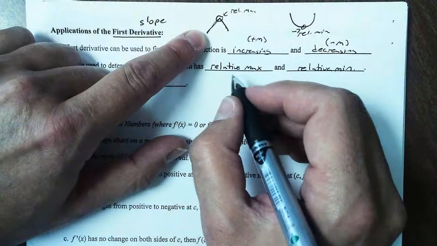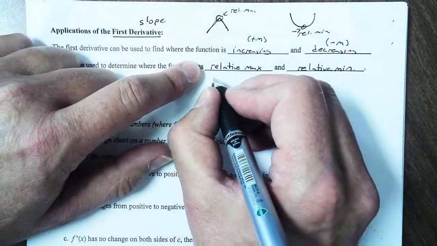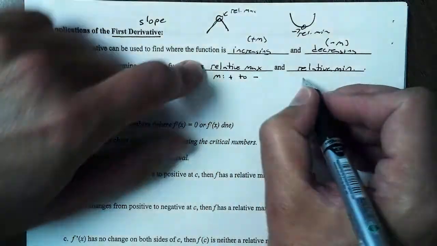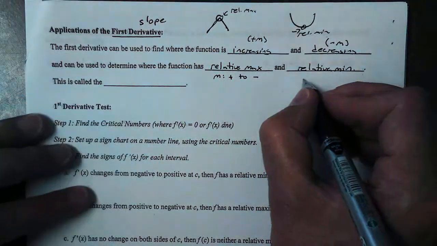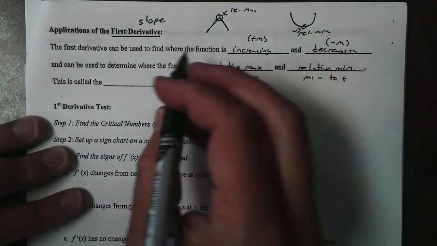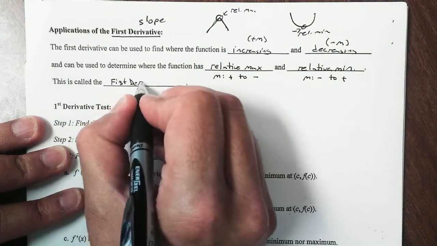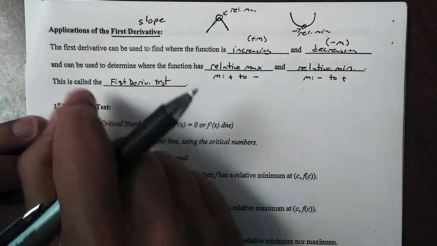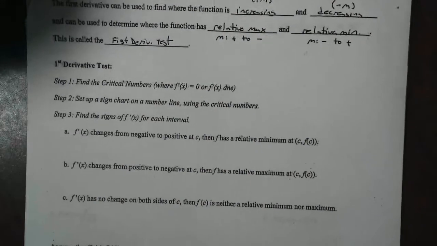For example, if the slope goes from increasing to decreasing, we have a relative max. So we say the slope goes from positive to negative. If we have a relative minimum, the slope is negative and then it goes to positive. This is called the first derivative test. And it is super easy to do, but you do have to show your work and justify your answer. That's the part where people don't like to do at the beginning.